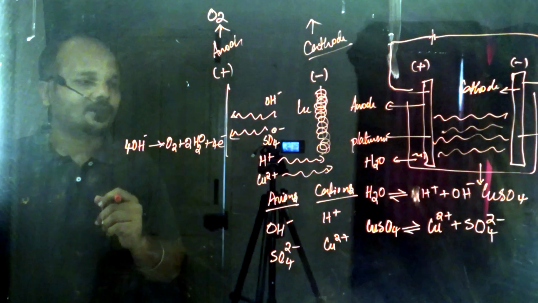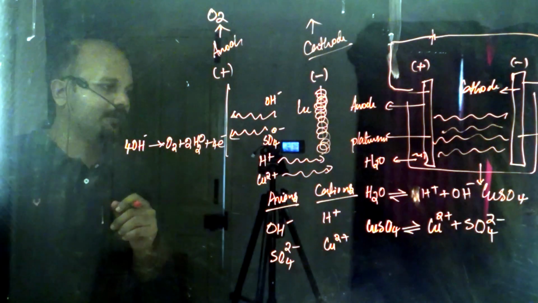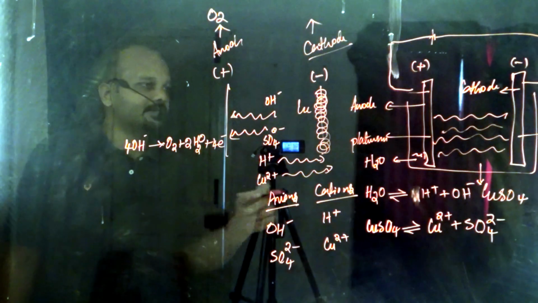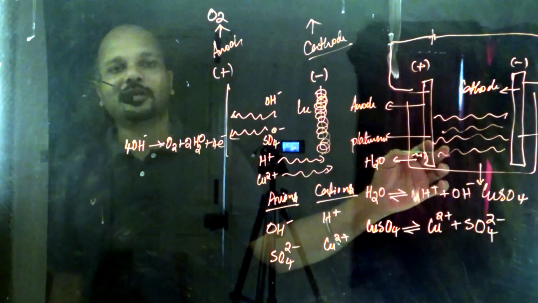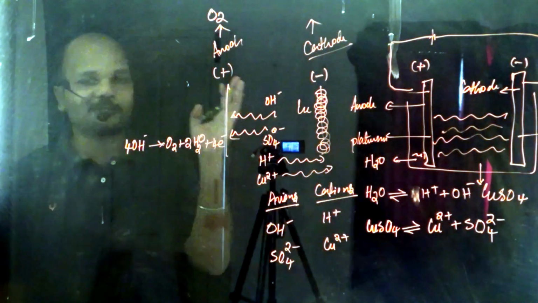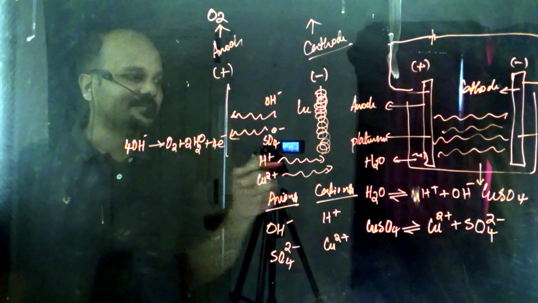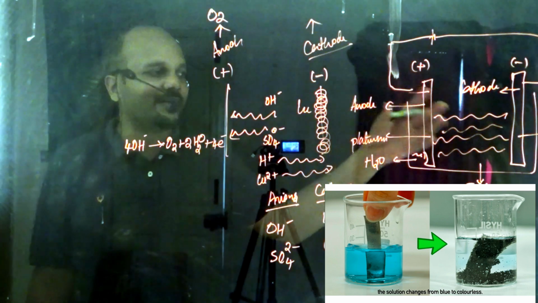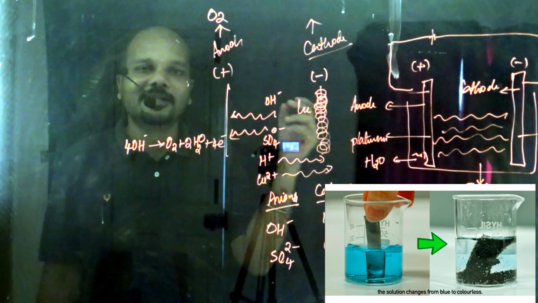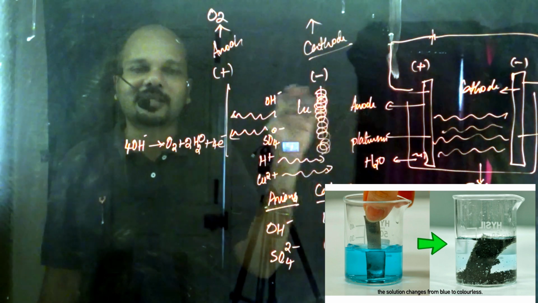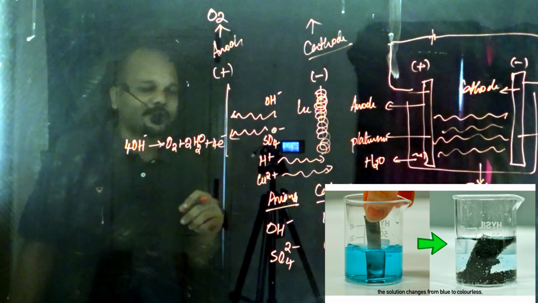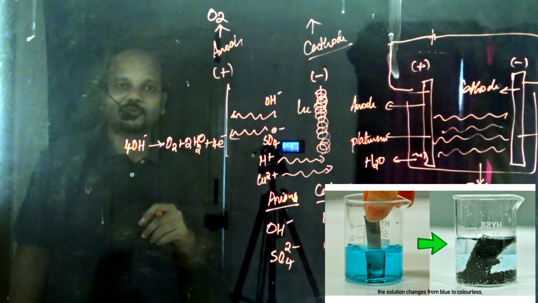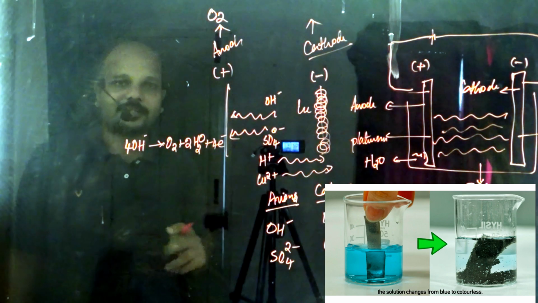Now, another aspect I can tell you. This is a solution of copper sulfate. You know the color of copper sulfate, right? I don't need to tell you. Copper sulfate is blue in color. So that blue copper sulfate solution, when the electrolysis happens, is going to fade slowly, and it will become only slightly bluish. This is going to happen with the electrolysis of a copper sulfate solution when we are using platinum as the electrode.